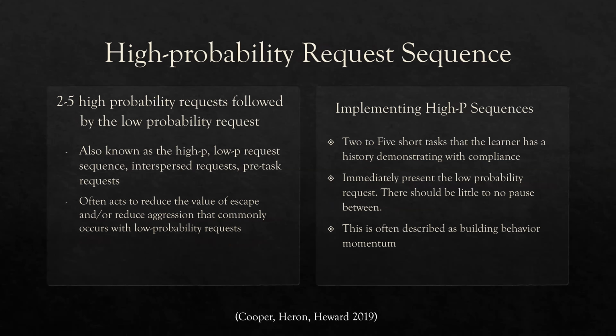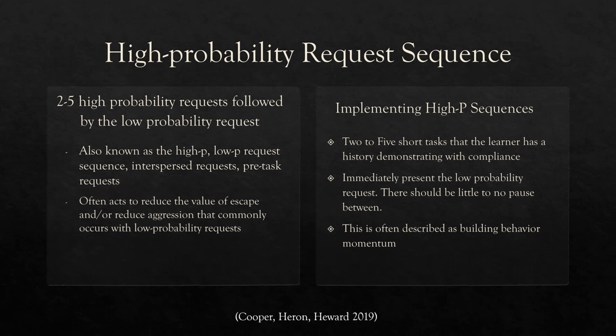The high probability request sequence, sometimes known as the high P, low P sequence, the high P sequence, interspersed request, pre-task request. You'll hear all kinds of different names for it. Whatever you call it, it's the same idea, okay? We're going to deliver 2 to 5 high probability requests followed by a low probability request. It often acts to reduce the value of escape.